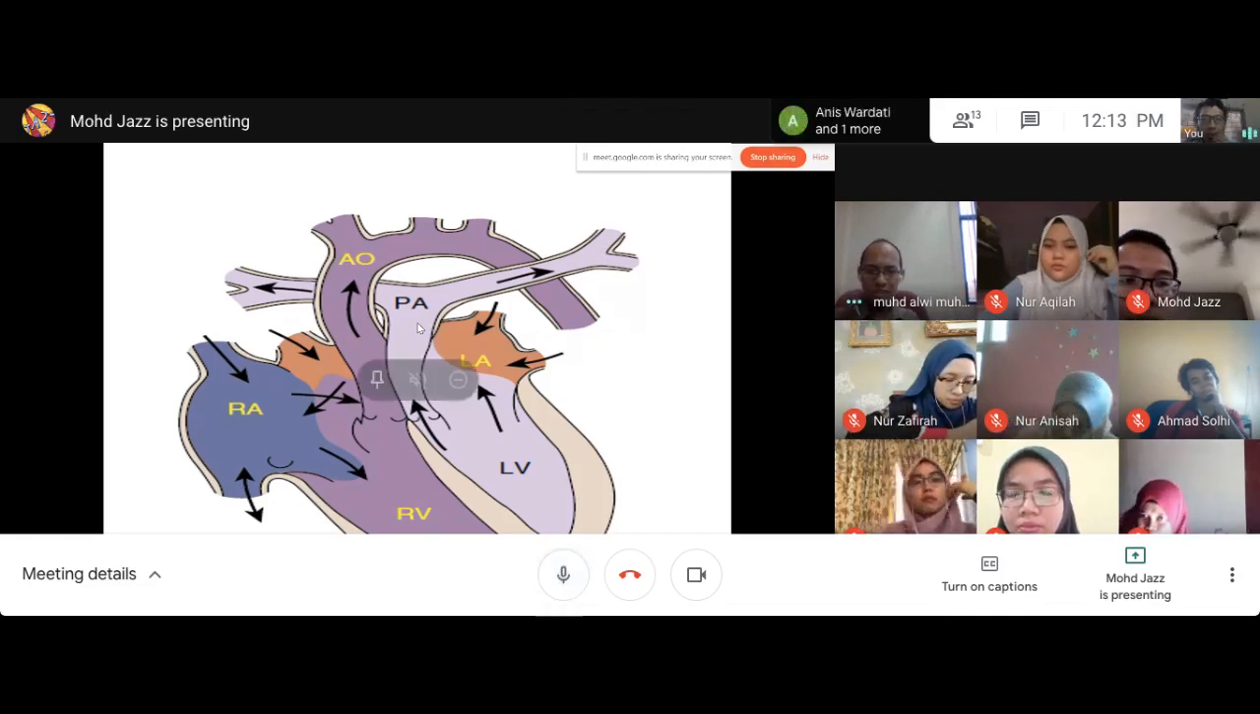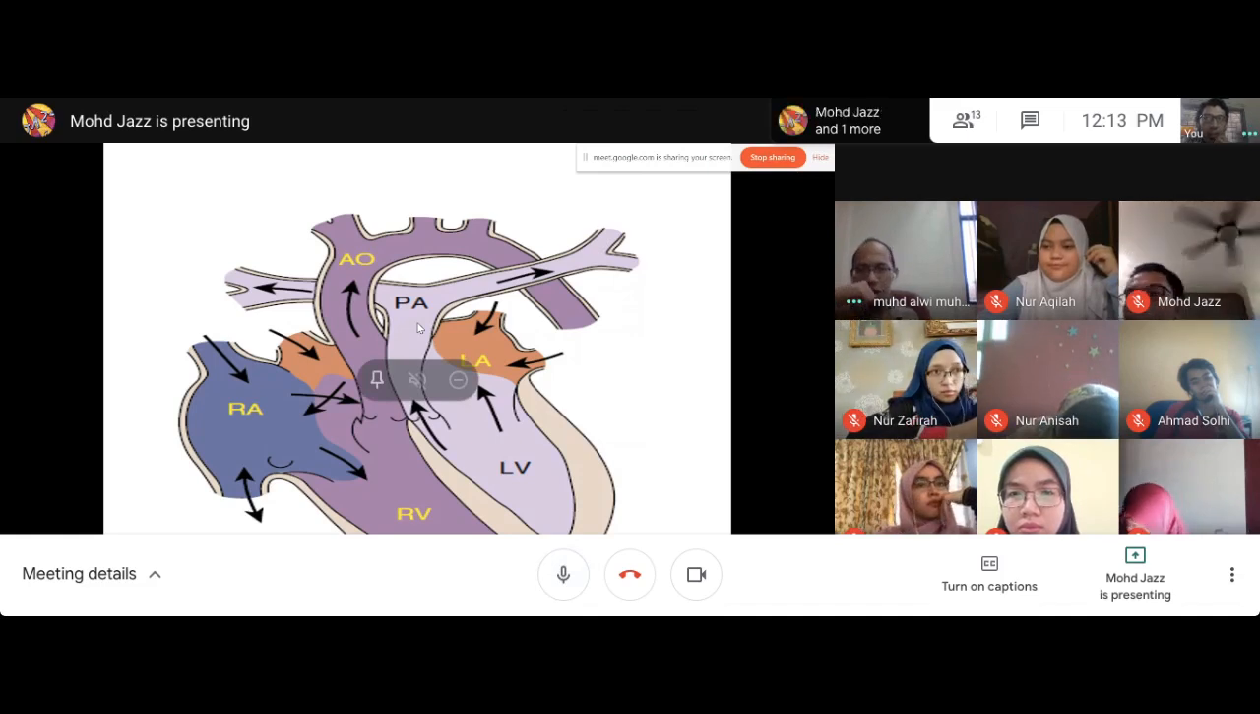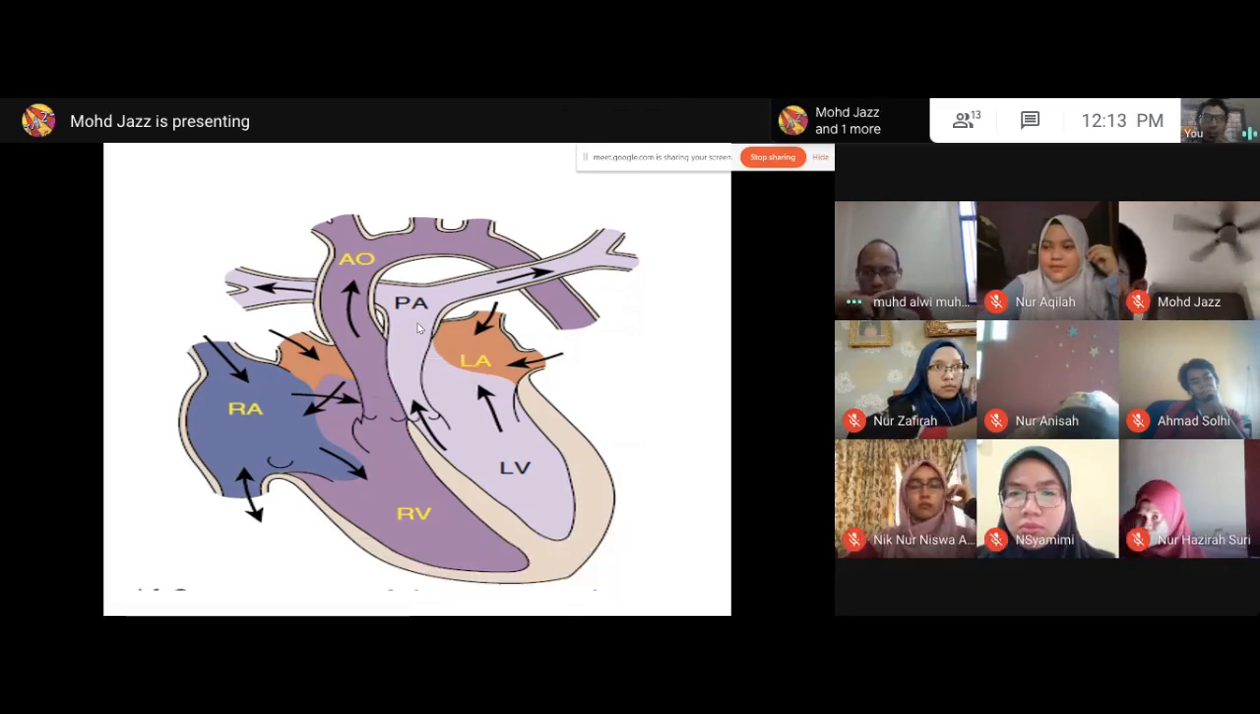Meaning doctor, kalau congenitally corrected, Nelson mentioned that most of it is associated with other defects, tapi kalau dia isolated sahaja pun kita kena correct juga.